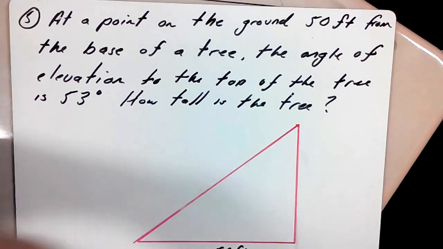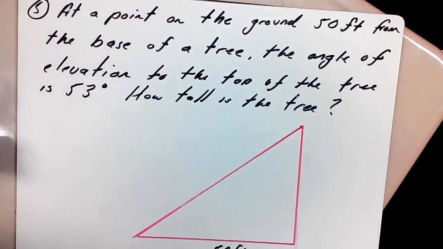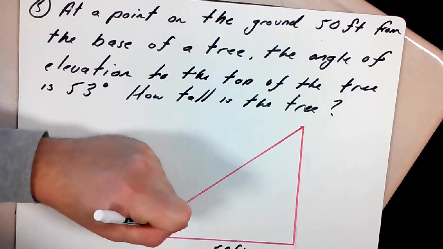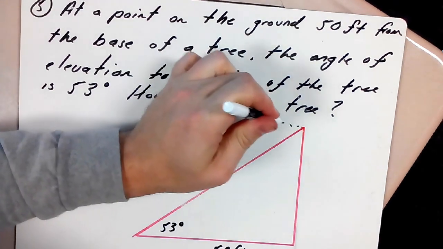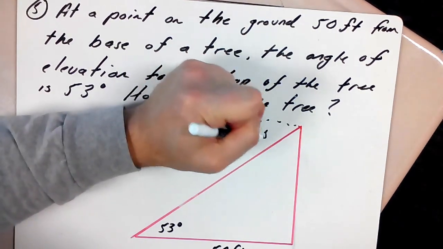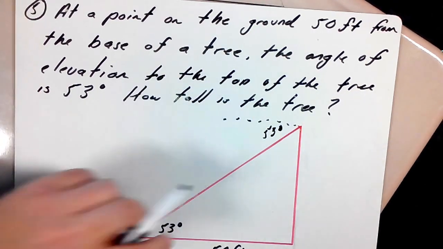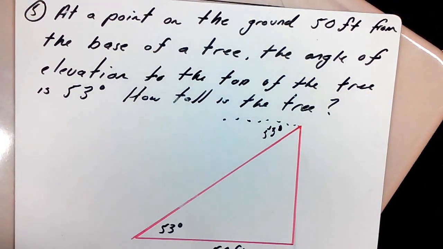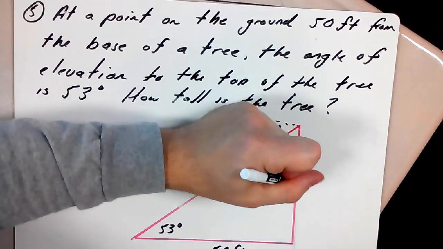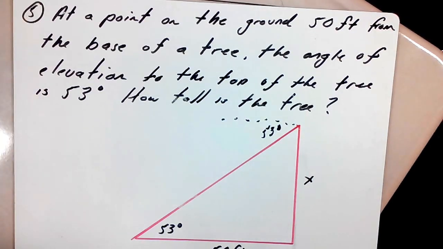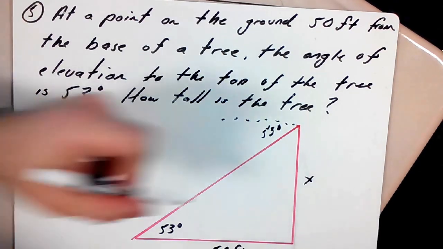Now, I pre-drew my triangle to save some time. Obviously, you need to do that. The angle of elevation to the top of the tree is 53. Now, remember that both of these angles are the same. But the one that concerns us is the one at the bottom. Okay, and now I want to know what the height of the tree is.